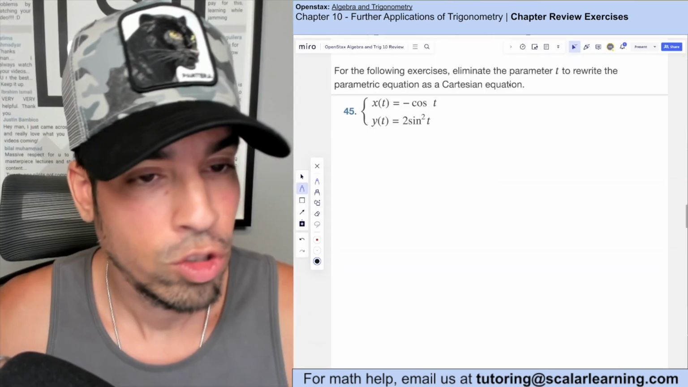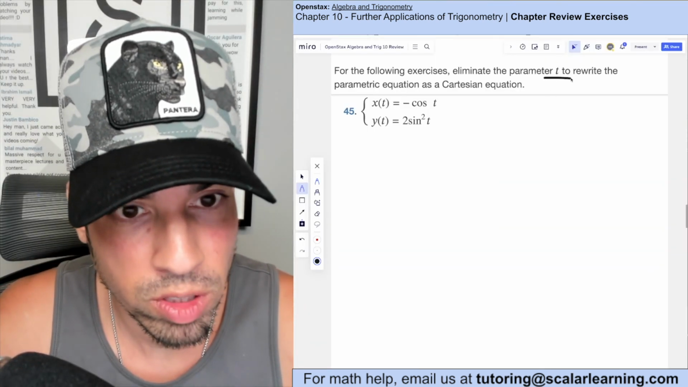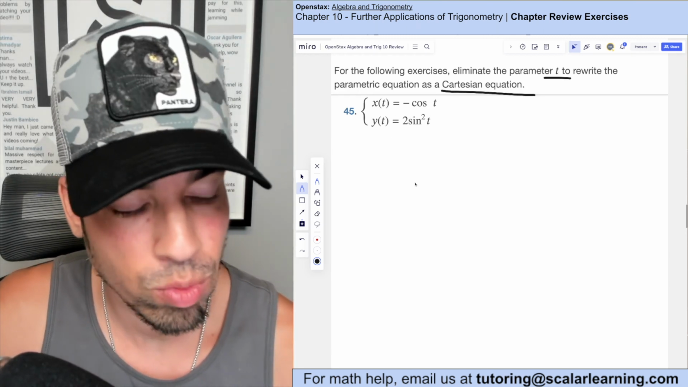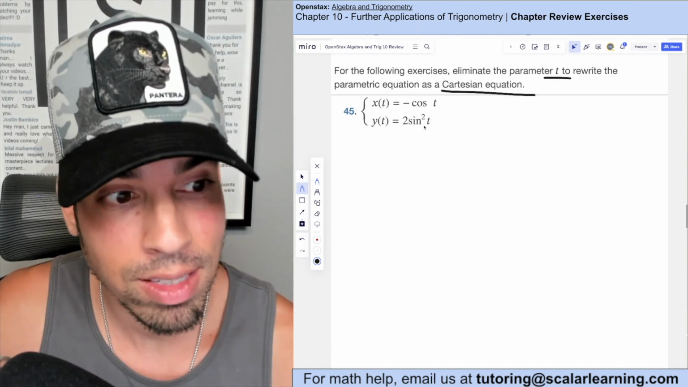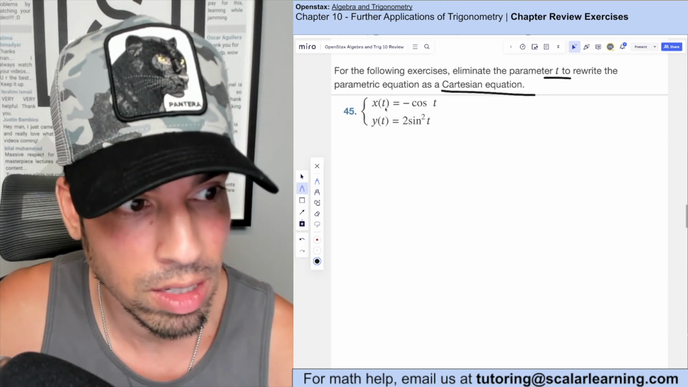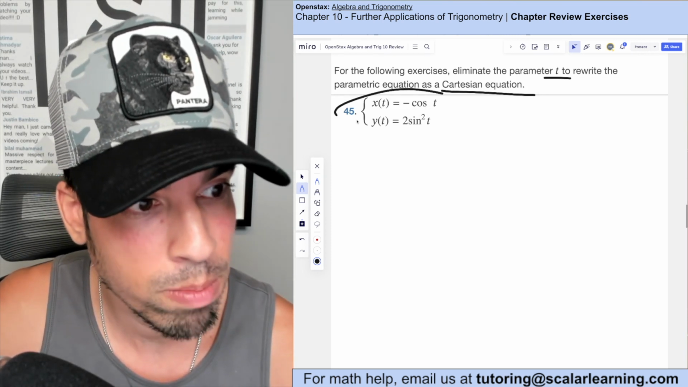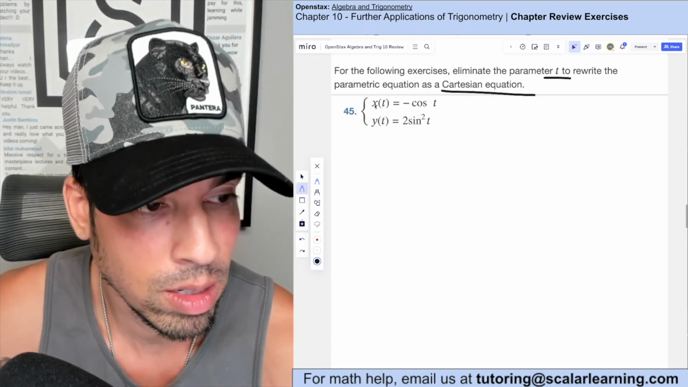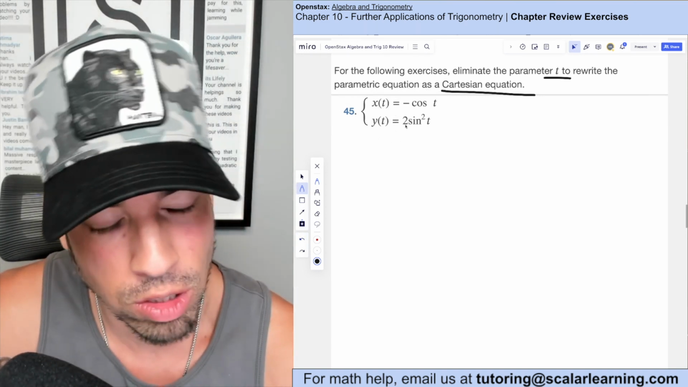Boom, done. So for this one, we want to eliminate parameter t to rewrite this as a Cartesian equation. So one way we can do this really quickly is, I see a sine squared. I'd love to have a cosine squared, because then we can use a Pythagorean identity. So watch what I'm going to do. I'm going to square both sides of this equation. I'm going to rewrite x of t as just x, because this is just saying x as a function of t. So it's fine.